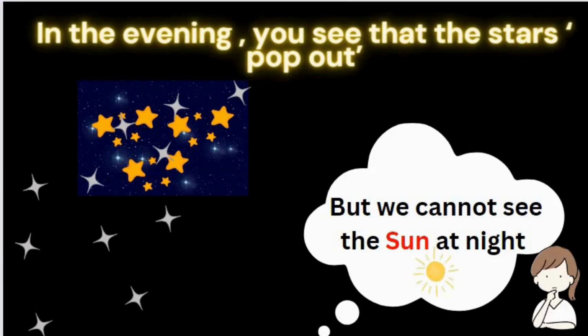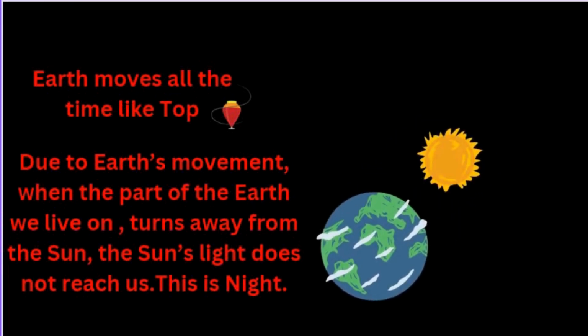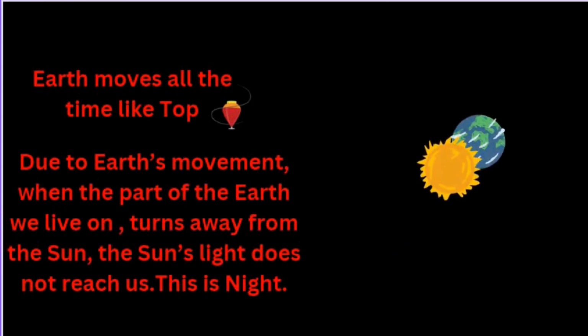In evening time, you see the stars pop out, but we cannot see the sun at night. Why? The sun is also a star, but we cannot see the sun at night. But we see the stars. The small stars pop out. Why is it? So why can we not see the sun at night time?